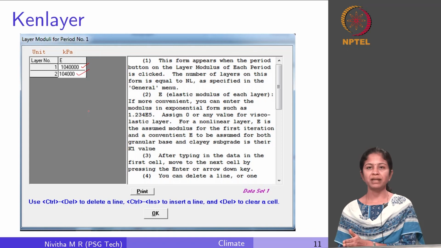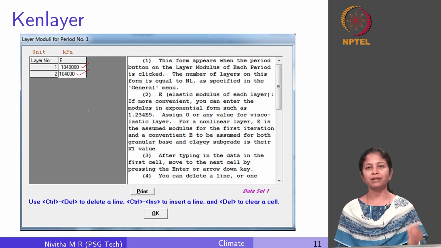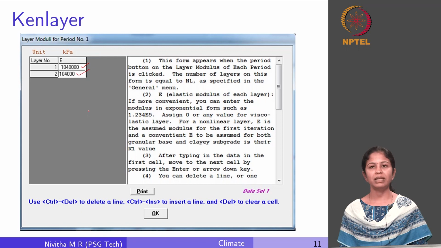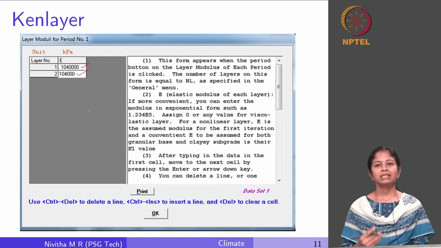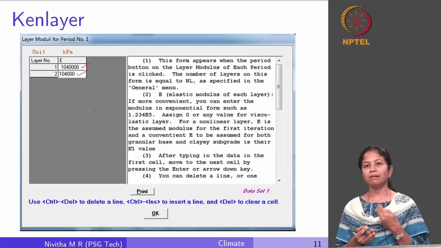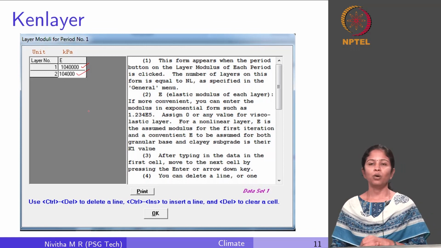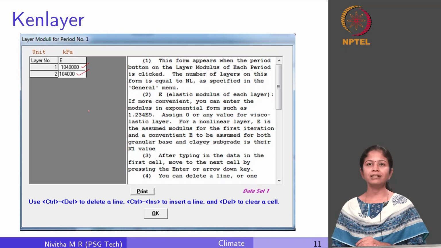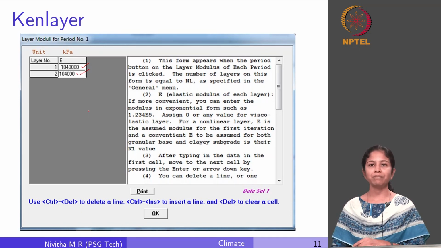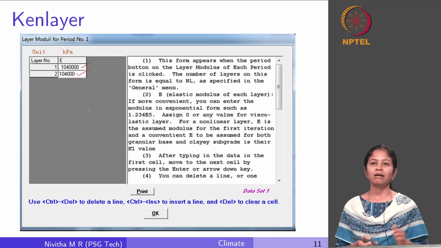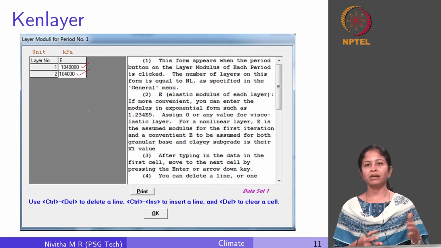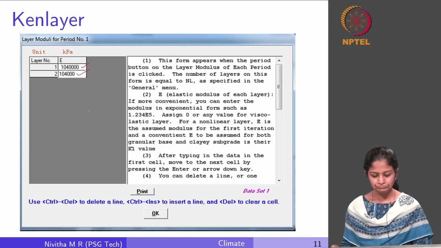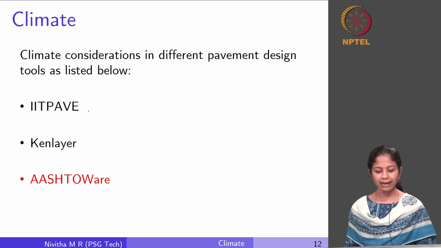If you have 12 periods, we will have 12 windows like this, and for each period we have to input the layer modulus for each of the layers, right. This is a slightly advanced, slightly better consideration, I would say, over the other design methodologies wherein a single point measurement is used. At least here we are able to divide the calendar year into different seasons, and then take those into account in design, right. So this is about KENLAYER.